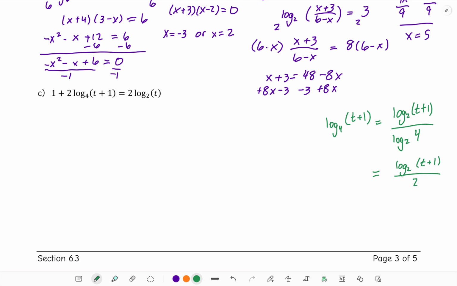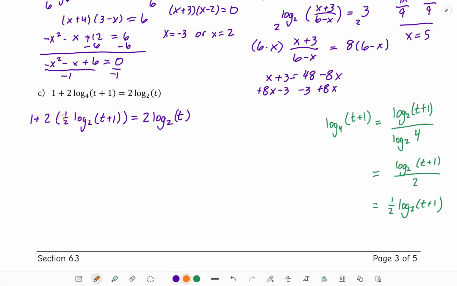Well, 2. Well, I don't like writing as division. I'm going to write it as 1/2 log base 2 of t plus 1. So what this green writing off to the right is saying is that we can replace log base 4 of t plus 1 with 1/2 log base 2 of t plus 1. So we get 1 plus 2 times 1/2 log base 2 of t plus 1 equals 2 log base 2 of t.